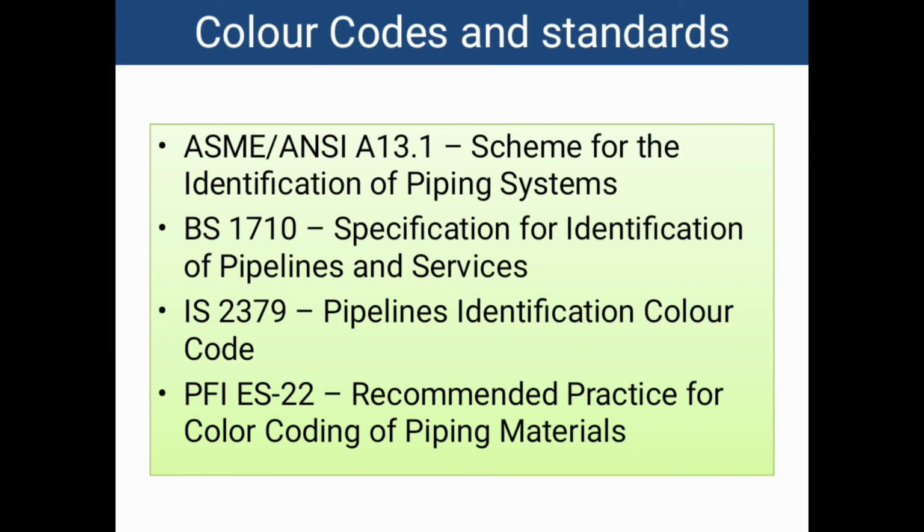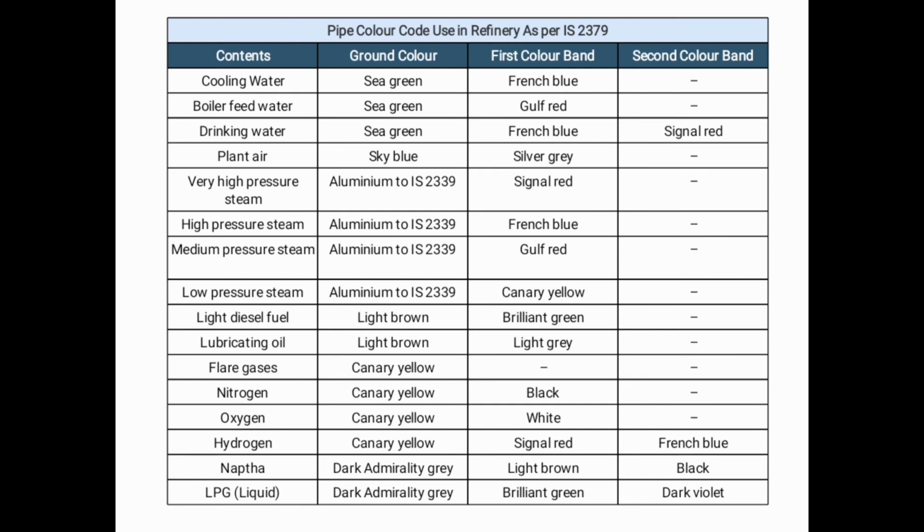Finally, we will discuss color codes and standards. There are certain codes and colors used to identify the pipelines, based on the ASME and ANSI standards. BS 1710 is the specification for identification of pipelines and services. IS 2379 is used for pipeline identification color code, and PFI ES22 is the recommended practice for color coding of piping materials. These are some examples of color codes used in a petroleum refinery.